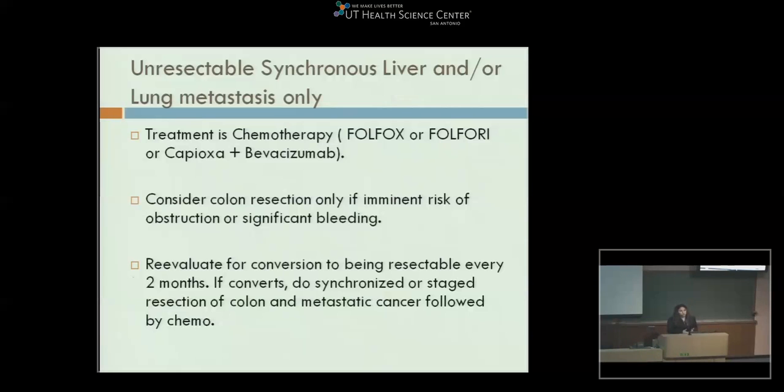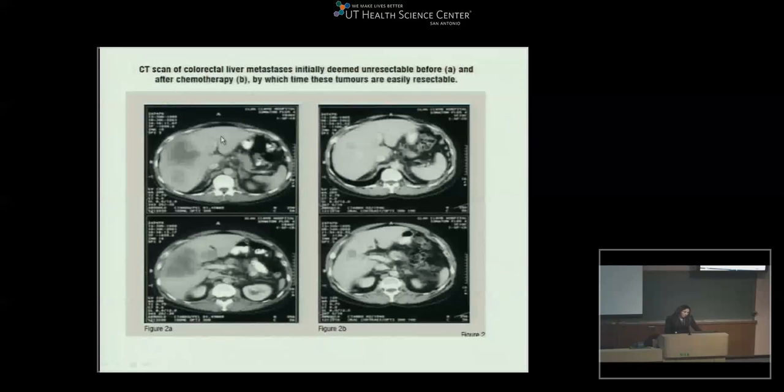Once you start treatment, you should reevaluate for conversion every 2 months to see if they become resectable. And if they do, then you would go back to the same pathway that I previously mentioned of doing either a synchronous or staged resection of the metastatic lesion followed by chemotherapy. Here you can see a CT of a patient that was first deemed unresectable, and then after conversion therapy, this was significantly reduced in size and now became resectable. So in this case, they switched pathways.